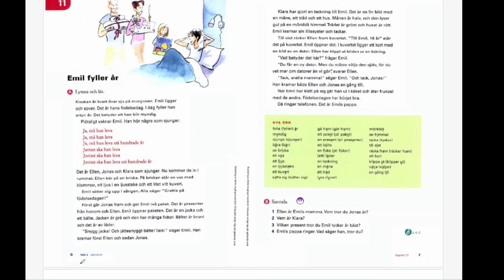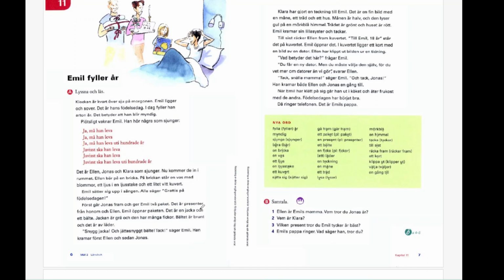Sidan 6. Emil fyller år. Klockan är 6:15 på morgonen. Emil ligger och sover. Det är hans födelsedag. Idag fyller han 18 år. Det betyder att han blir myndig. Plötsligt vaknar Emil. Han hör några som sjunger. Ja må han leva, ja må han leva, ja må han leva ut i 100 år. Ja visst ska han leva, ja visst ska han leva, ja visst ska han leva ut i 100 år. Det är Ellen, Jonas och Klara som sjunger. Nu kommer de in i rummet. Ellen bär på en bricka. På brickan står en vas med blommor, ett ljus i en ljusstake och ett litet vitt kuvert. Emil sätter sig upp i sängen. Alla säger grattis på födelsedagen.